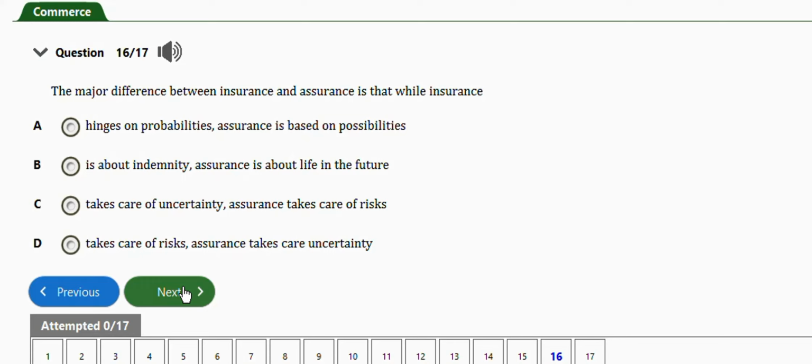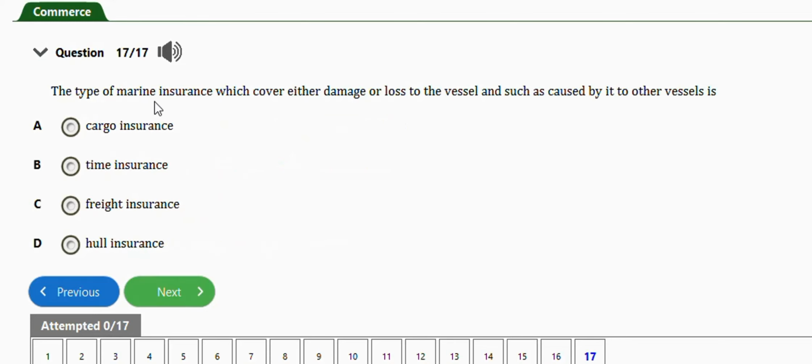The last question before I end this video is this one. The type of marine insurance which covers either damage or loss to the vessel and such as caused by it to other vessels is: we have cargo insurance, time insurance, freight insurance, hull insurance. The right answer is option D, hull insurance.